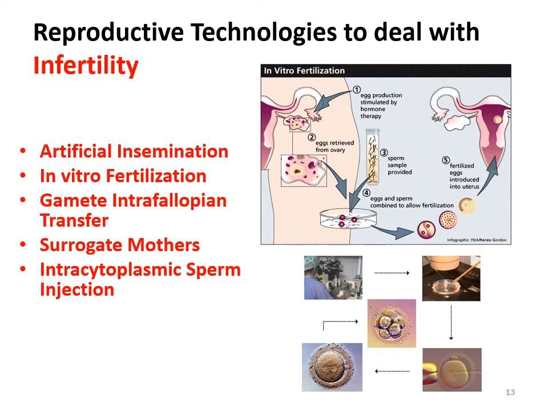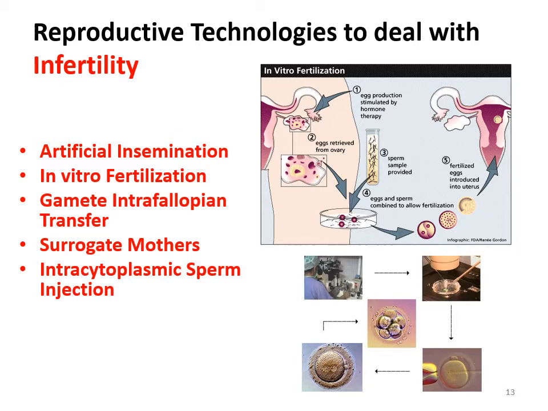Now, on the opposite side of the spectrum, if you're not trying to prevent pregnancy, but instead are trying to achieve pregnancy, there are various reproductive technologies to help out with infertility, because unfortunately infertility is becoming a bigger and bigger problem, but it's something that a lot of people don't talk about. So a lot of people don't realize that they're not alone in the struggles that they're having to get pregnant. Infertility simply means the inability to achieve pregnancy.